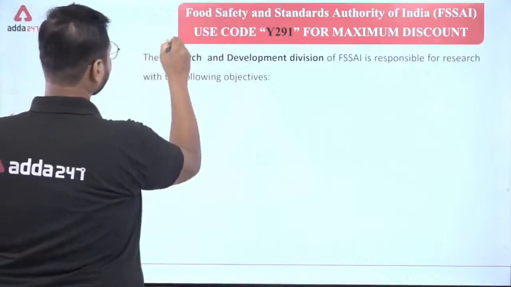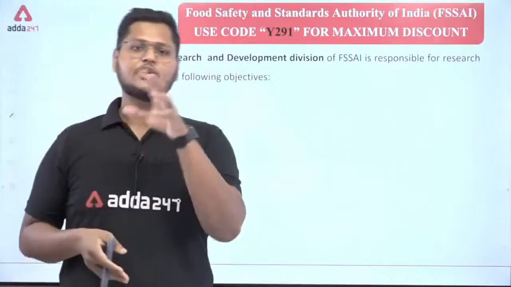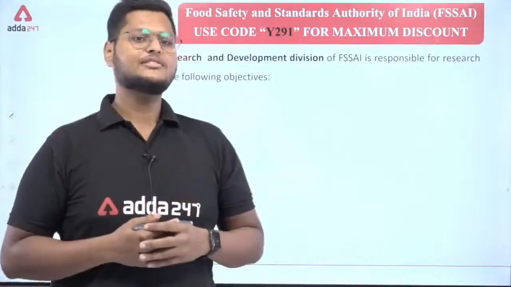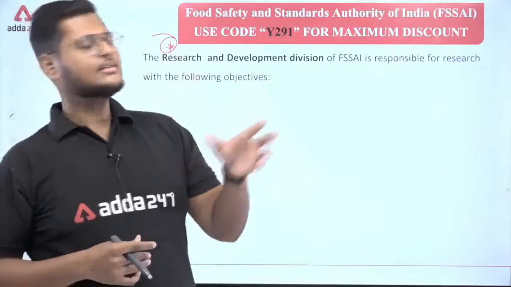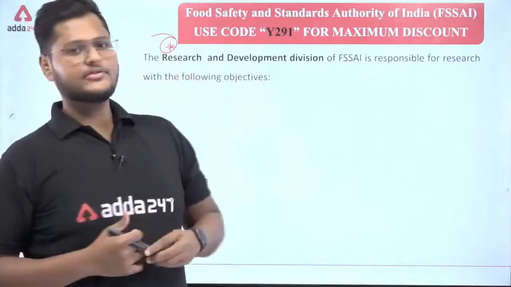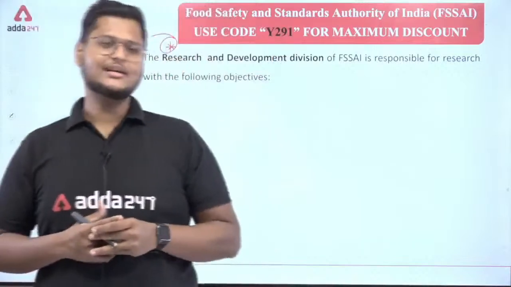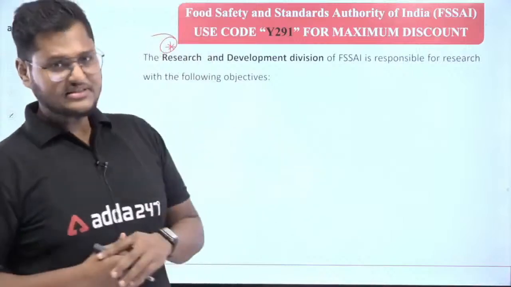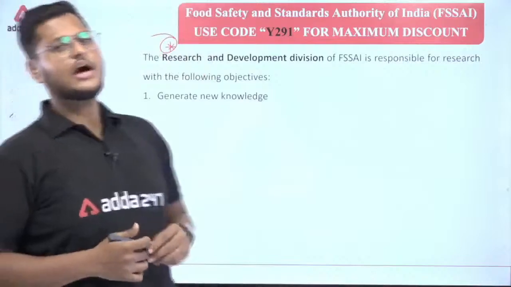Now this research and development division is responsible for any kind of research and development required to ensure that the food that reaches you is safe. When this division does their technical work, they come up with different standards that are required to be set for different food safety management systems. So what do they do? What are the objectives here?